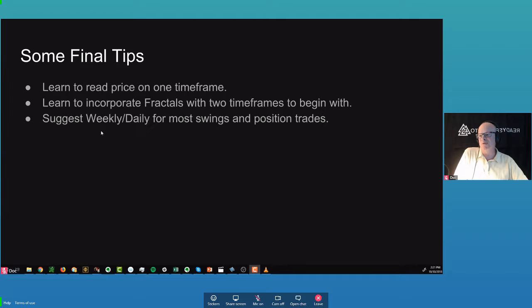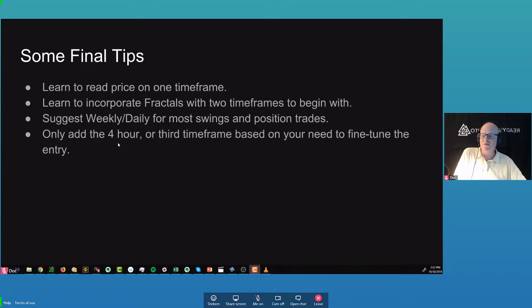If you are a swing trader, or if you're just looking to get a good entry into a longer term position hold, I would say weekly and daily is going to be fine for that. For most swings and position trades, just stick with a weekly and daily. Or only add the 4-hour or 3rd time frame based on your need to fine tune the entry. If you go with a smaller 3rd chart, it will allow you to better fine tune the entry. Right now for crypto, there's really not much use for a monthly chart, quite honestly. There's really no point in a monthly chart. If you're trading equities, commodities, or foreign exchange, a monthly might be useful for you. I use a monthly, weekly, and daily when I'm trading equities.